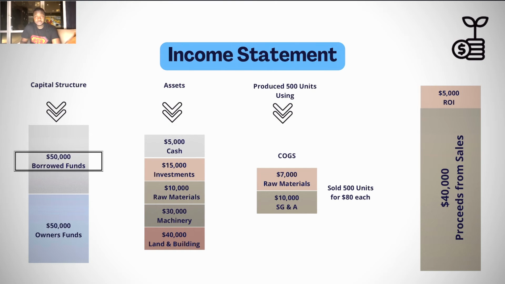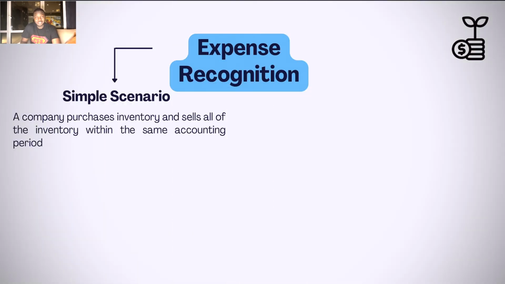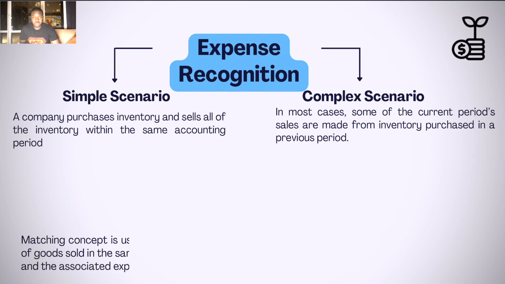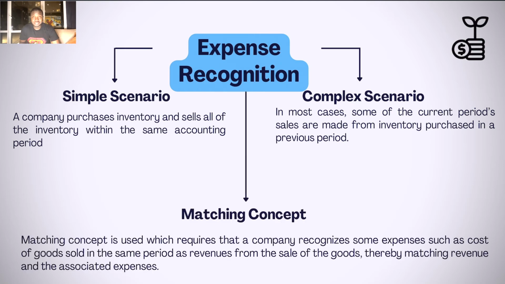In a simple scenario, expense recognition is straightforward. For example, a company purchases inventory and sells all of the inventory within the same accounting period. Here, the cost of the entire inventory is recorded in the income statement. However, in most cases, some of the current period's sales are made from inventory purchased in the previous period. Therefore, a matching concept is used, which requires that a company recognizes some expenses, such as cost of goods sold, in the same period as revenue from the sales of the goods, thereby matching revenue and the associated expenses.